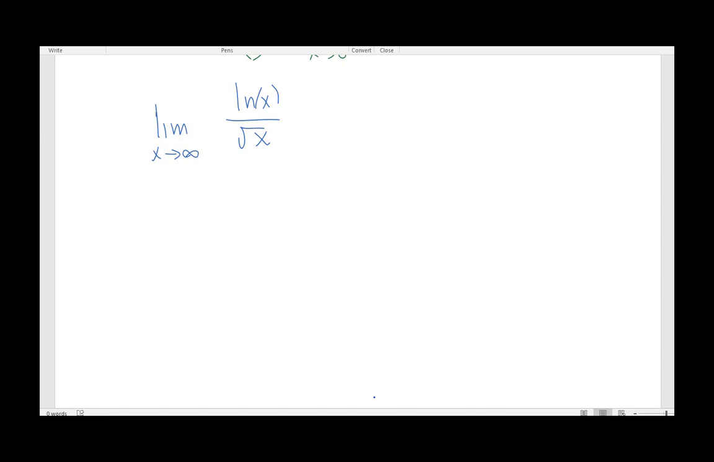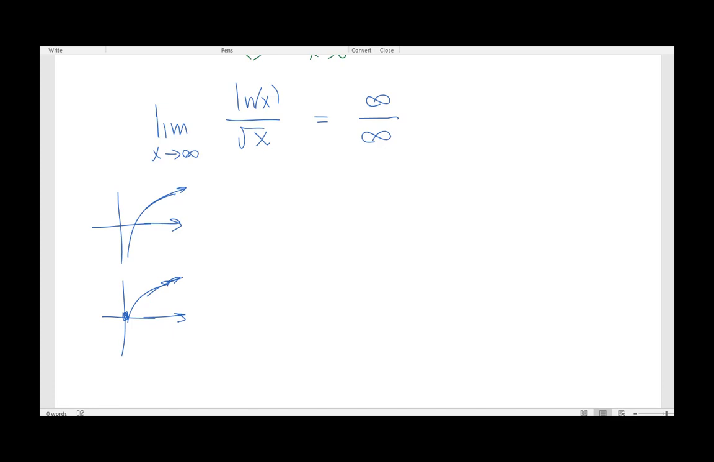Now, as x goes to infinity, what does the natural log do? If we stop and think graphically, natural log looks something like this. So as x goes to infinity, the natural log goes to infinity. And then what does the root function do? Well, the root function looks kind of the same. Here's the root function. As x goes to infinity, the root goes to infinity.